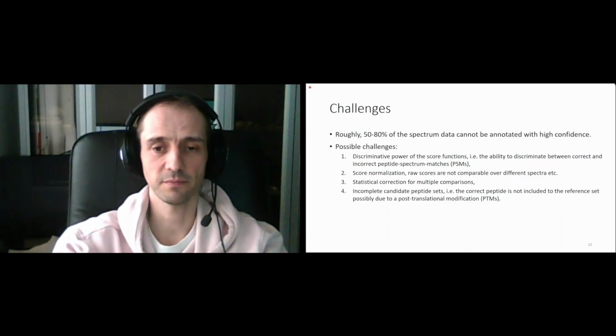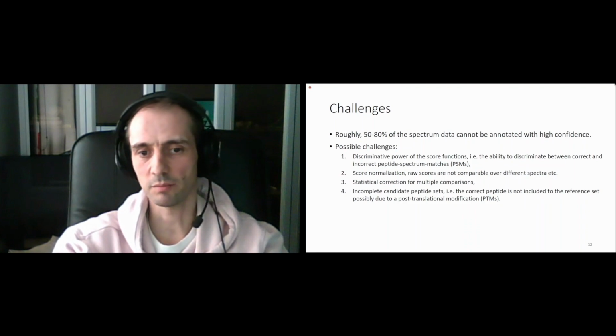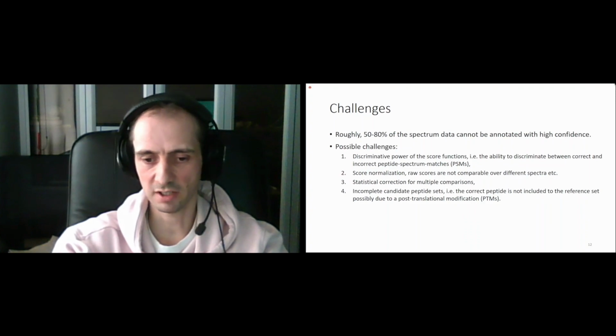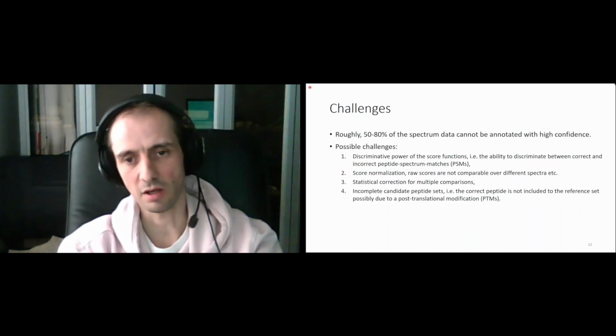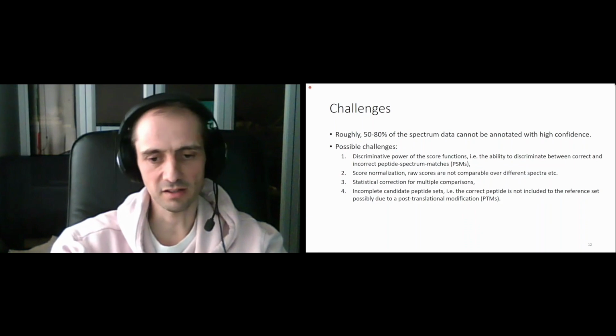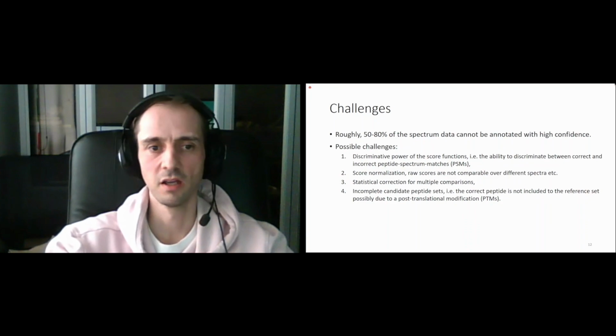And probably the biggest factor is that the candidate peptide set is incomplete. Maybe it does not contain the correct peptide from the reference set. It can be due to some post-translational modification. There can be some other chemical contamination in the samples. It can be that the sample preparation didn't go well. Maybe the energy in the instrument was too high, it broke the peptide, and then the spectrum already corresponds to some garbage.